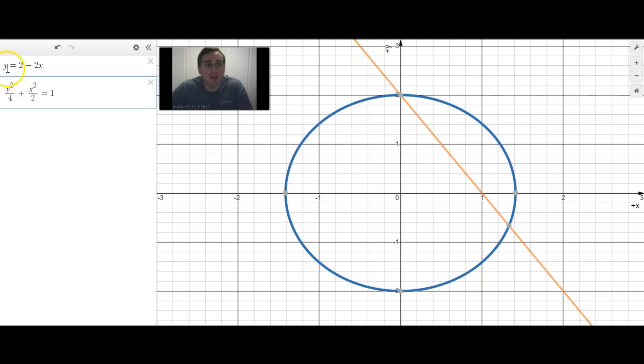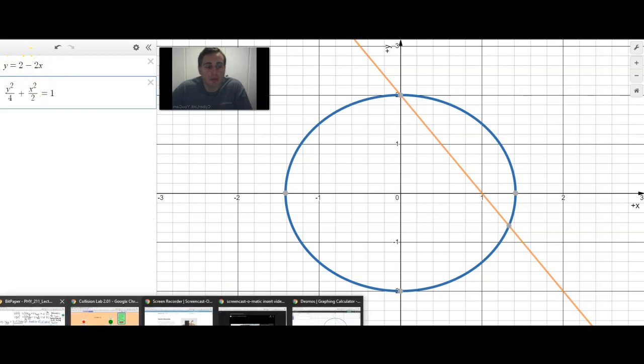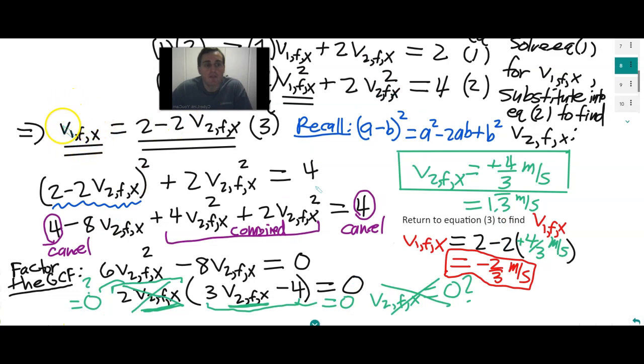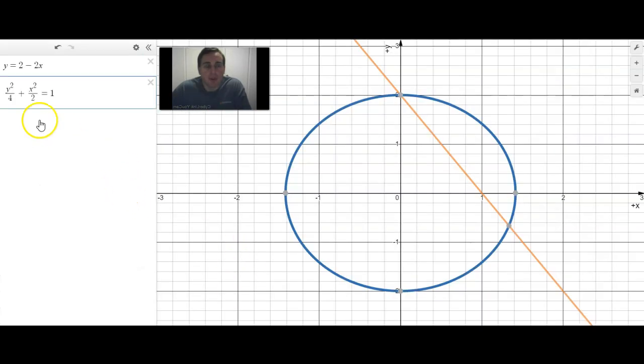So notice what I have here is the equation y equals 2 minus 2x. Now you may recall y equals 2 minus 2x corresponds to the final velocity 1 of mass 1 in the x direction equals 2 minus 2 times the final velocity of mass 2 in the x direction. So y is mass 1, and x is mass 2. That's exactly what we have here: mass 1 on the vertical axis and mass 2 on the horizontal axis. And notice it's exactly a linear function. That's what we expected.